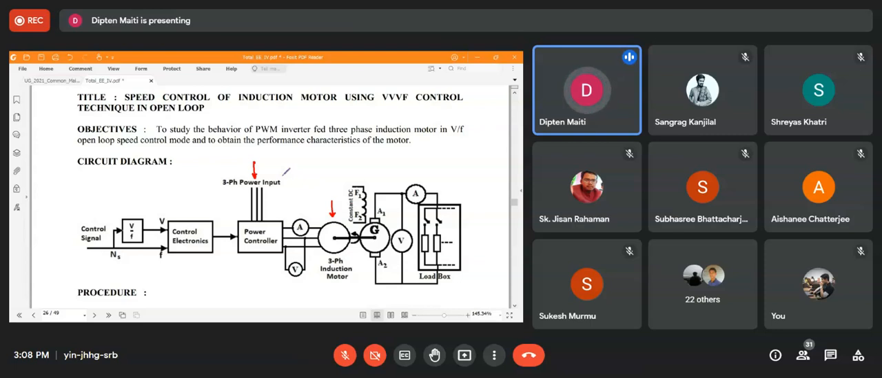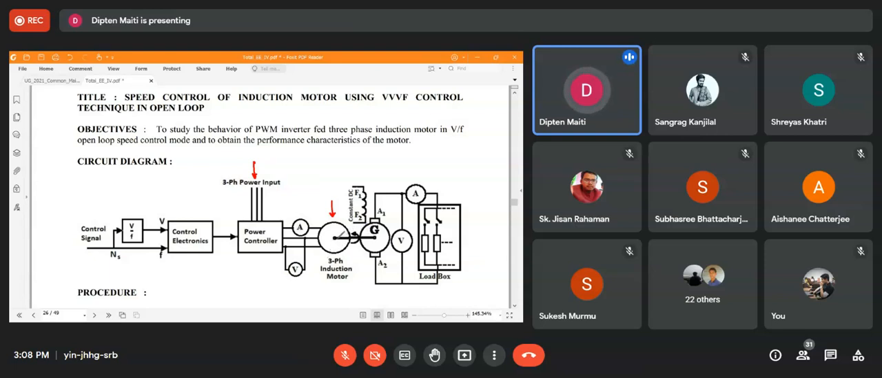That is not possible at all from the grid supply, because the voltage and frequency are constant. You can change the voltage a little bit by using, let's say, a variac, but there is a problem in the change in the torque produced by the induction motor that way. Otherwise, of course, you don't have any way to change the frequency.